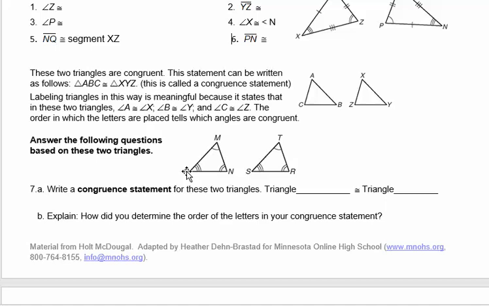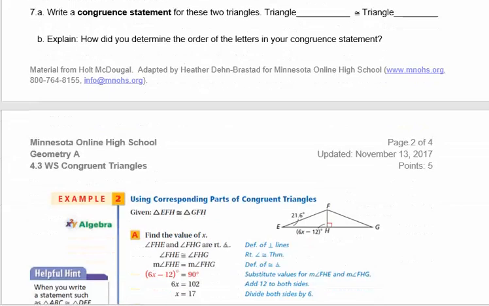Or you could just start at P and then go around. Or you could start with this triangle. So you finish up this congruence statement, which triangle is congruent to which, and then you answer. There's more than one answer here. How did you determine the order of your letters? Make sure that your congruent angles are in the same position when you write the name of the triangle.